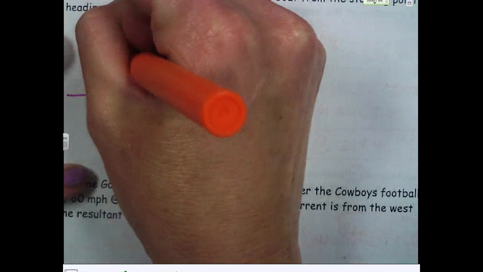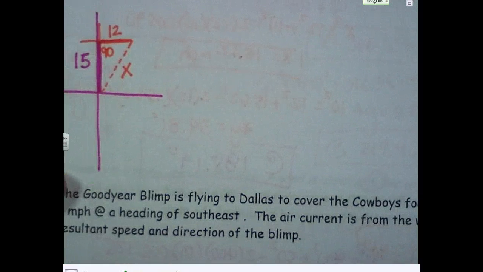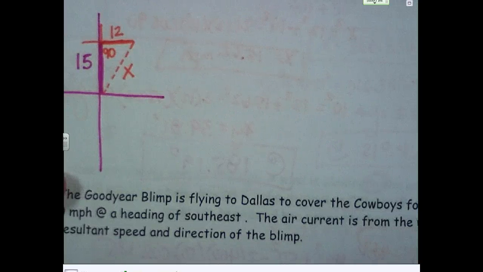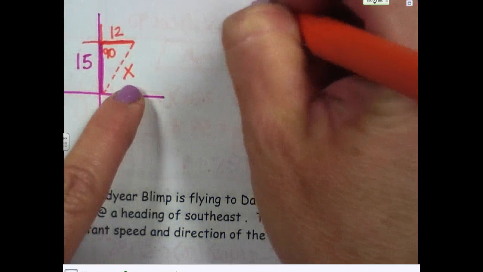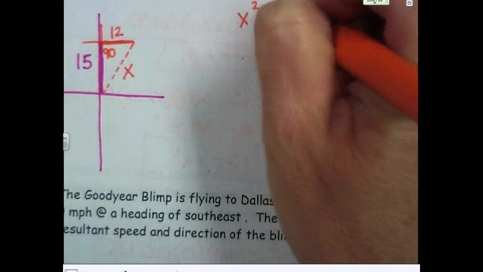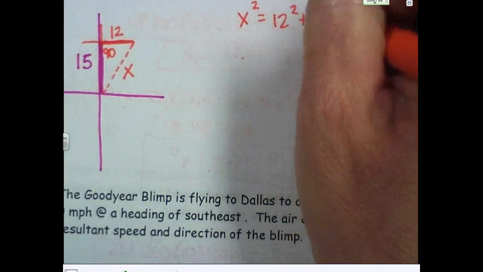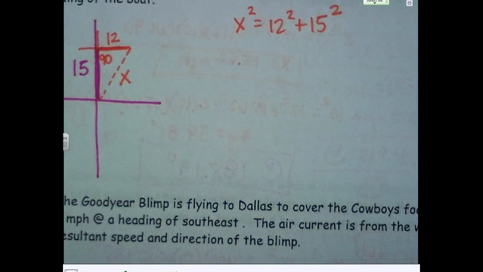Why can't you just do Pythagorean theorem? You can. Haven't got there yet, but you can. Okay? So on any triangle that's a right triangle, you can do Pythagorean theorem now. If it's not a right triangle, you'll have to do law of cosine. Remember, Pythagorean theorem would say x squared equals, that's the hypotenuse, the two legs. So 12 squared plus 15 squared. If for some reason you didn't notice that, you could do law of cosine, you're gonna get the same answer.